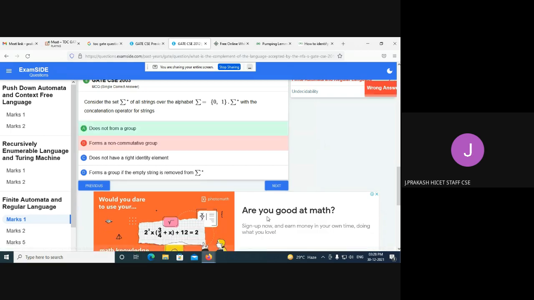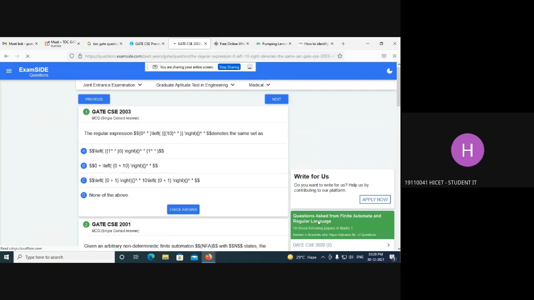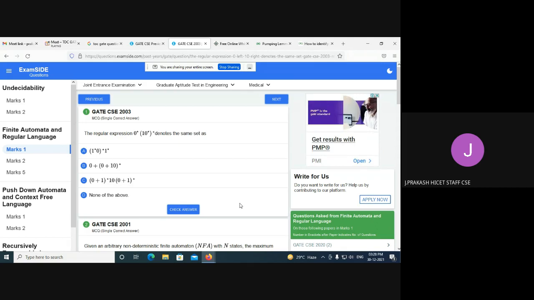Let us guess some answers. Does not form a group. That is the answer. Does not form a group. Okay, I think now you can answer this question. The regular expression 0 star 1 0 star denotes the same set as. They are asking which choice gives the same answer as the one produced by 0 star 1 0 star. It is like the match-the-following we studied in school.